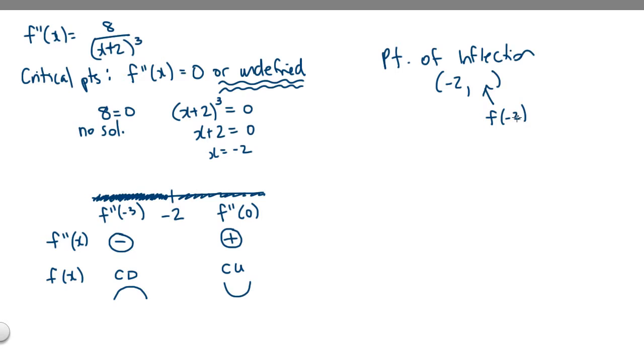And if we think back to what our function looks like, just to remind you what it was, f of x was x squared over x plus 2. Unfortunately, when we go and plug -2 in here, it's undefined. So in fact, there is no point of inflection. So that was a little bit of a tricky one.